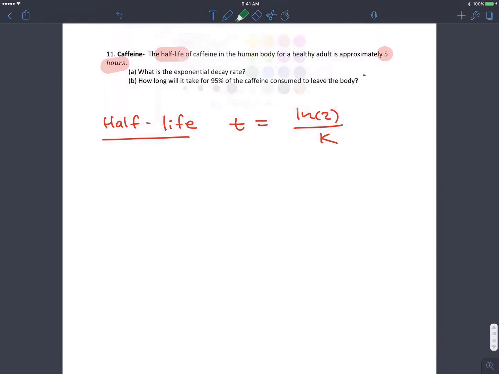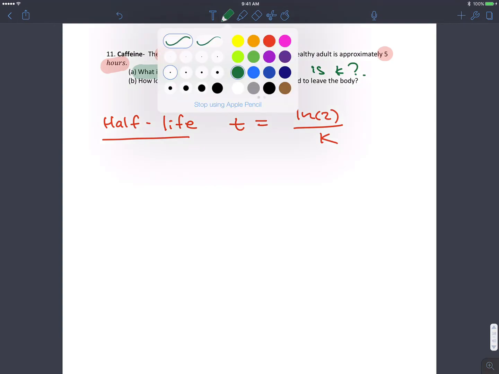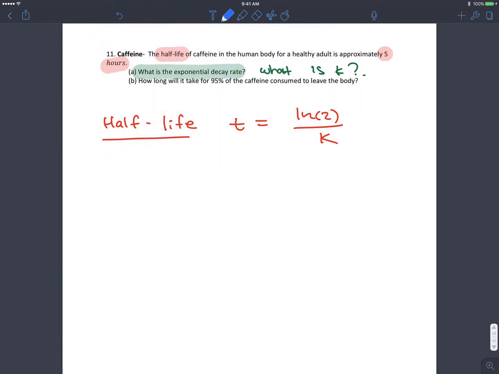So when I read the question, what is the exponential decay rate? They're asking us for what is k. Now I know what t is. t is 5, but generally speaking, I can actually solve for k by cross multiplying. k is equal to the natural log of 2 over t.